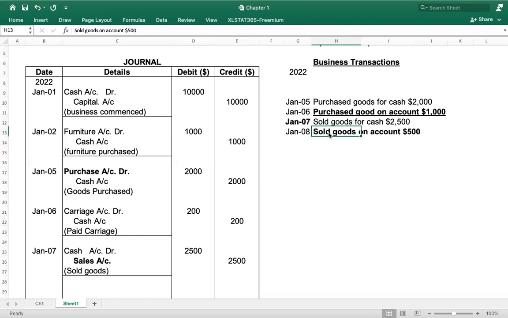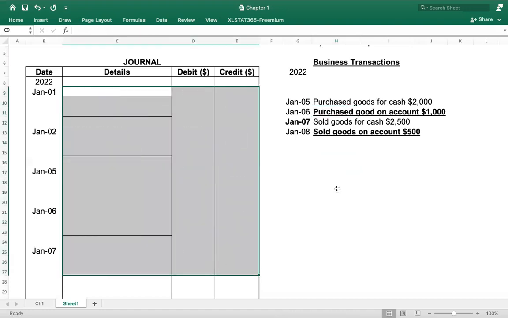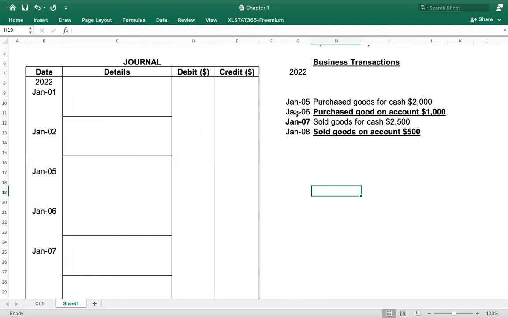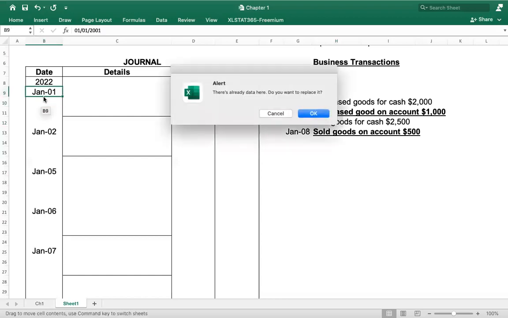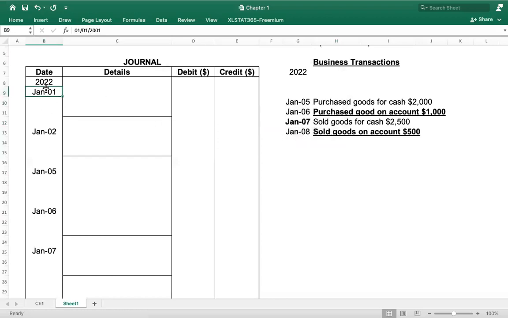So the highlighted ones, the bold text, are credit transactions. On account means credit transaction. Now see how to record these credit transactions. Now I'm recording this Jan 6th. What is the Jan 6th transaction? Purchase goods on account 1000. On account means you bought the goods, but you didn't pay the money to the supplier.